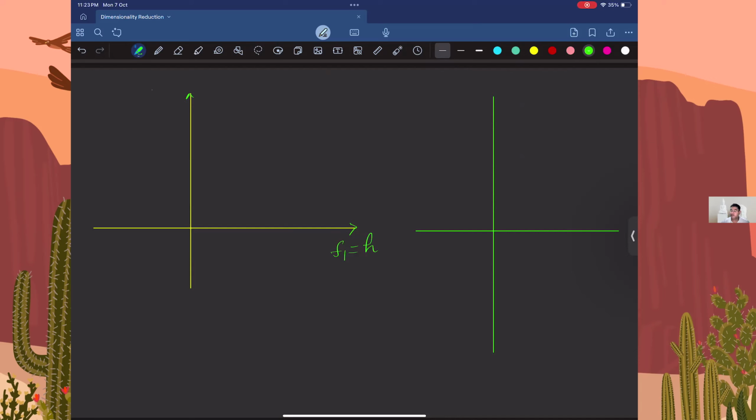And let's suppose F2 is equal to W, and let's suppose these are my data points. This cross is basically my.